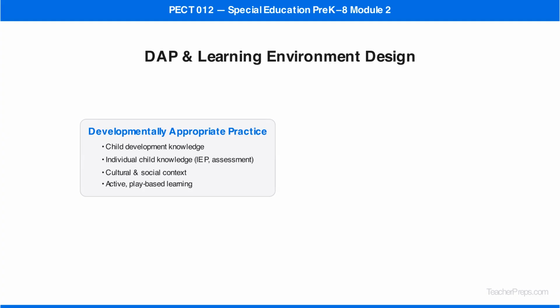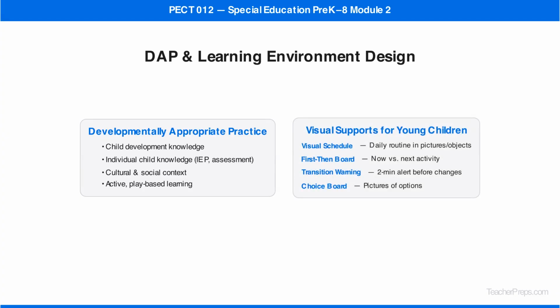Effective early childhood classrooms for students with disabilities include learning centers that allow student choice and active engagement, a dramatic play area, a block center, a sensory table, a literacy corner. Visual supports are essential for young children with disabilities. Visual schedules show the daily routine using pictures, objects, or words depending on the child's communication level. First, then boards show what comes now and what comes next. Transition warnings, a 2-minute alert before a change, reduce the anxiety and behavioral challenges that often accompany activity transitions.